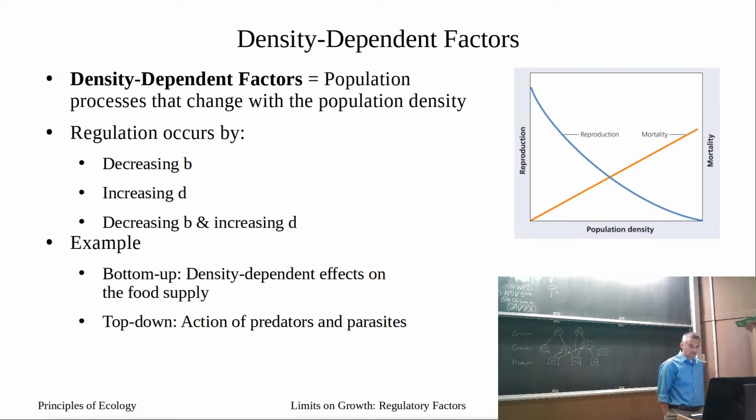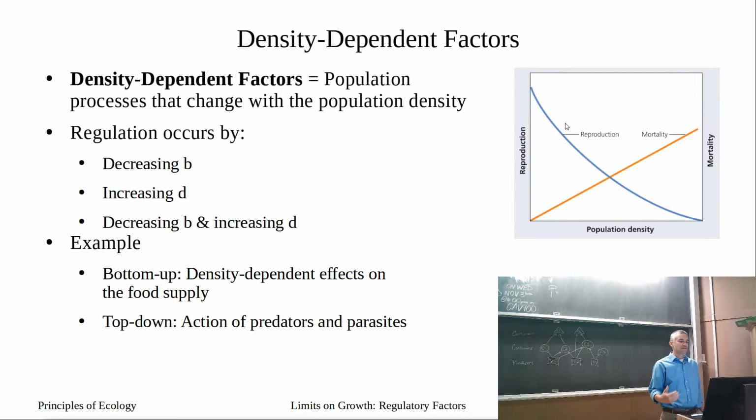All right, so this is a graph that kind of summarizes that. So we have our reproductive rates on the y-axis against population density. All right, and that's going to represent our blue line. And then we have mortality rates against population density on our secondary axis. And that's going to be our orange line.